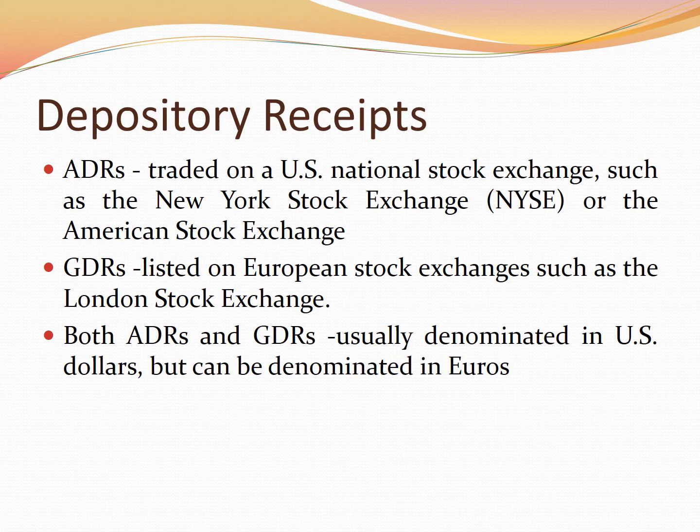The ADRs are traded on US national stock exchanges, such as the New York Stock Exchange or the American Stock Exchange, whereas the GDRs are mostly listed on the European stock exchanges, such as the London Stock Exchange. Both ADRs and GDRs are, however, denominated in US dollars, but can also be denominated in euros.